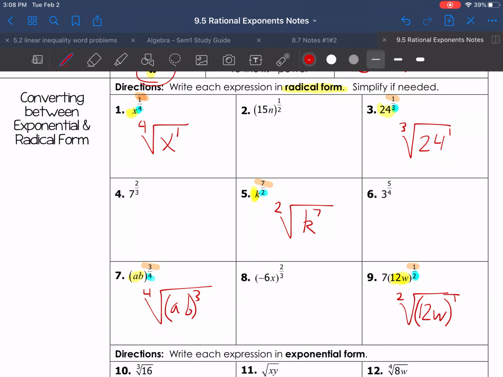And then you're done. The only thing, this one's kind of unique because you have an extra 7 on the outside, so he just stays outside where he belonged, okay?